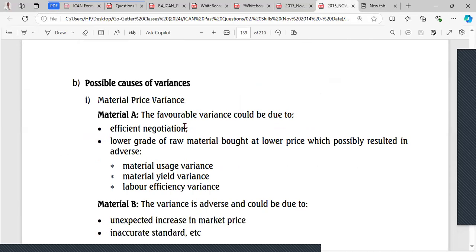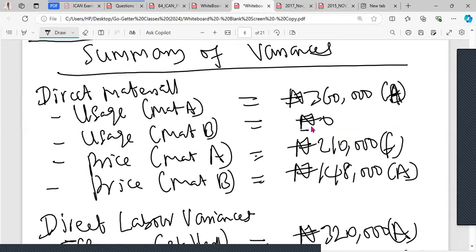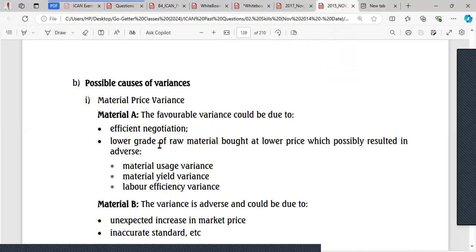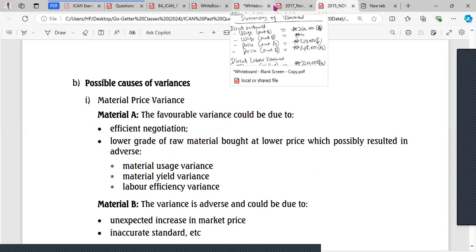Possible causes of variances. Material price variances. So look at material A. Material A is adverse. Why could it be adverse? Price, material price, favorable variance. Could it be because they bought it cheaper than standard? The favorable variance could be efficient negotiation, or lower grade of raw material bought at lower price, which resulted in adverse material usage. So you can see here, it affected it.